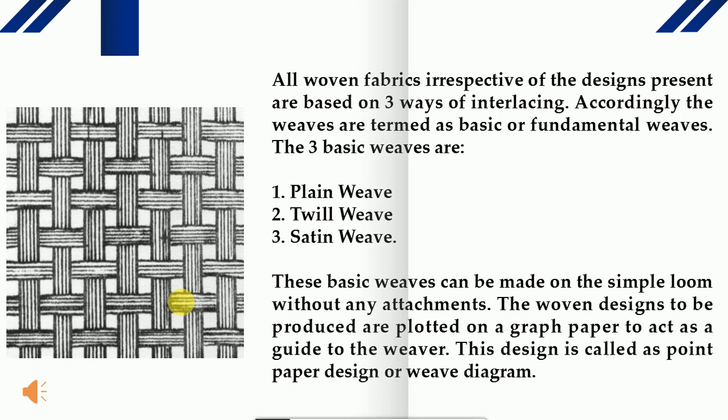The woven designs to be produced are plotted on a graph paper to act as a guide to the weaver. This design is called a point paper design or weave diagram.